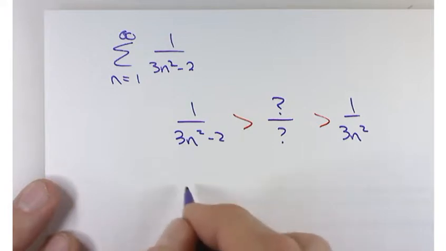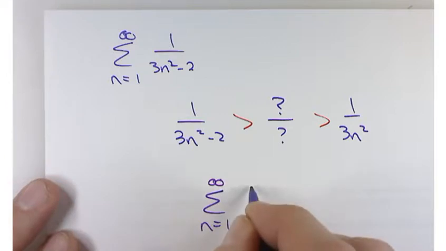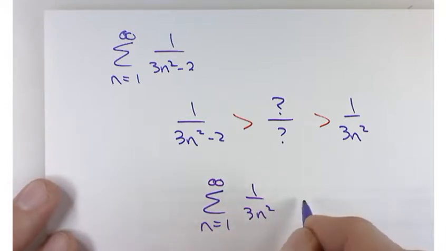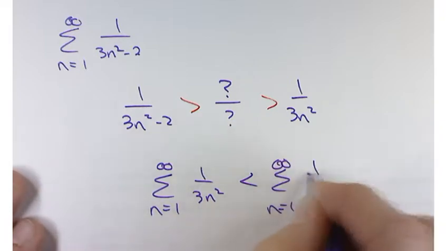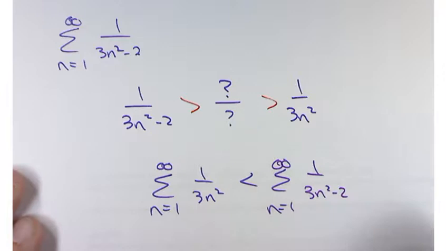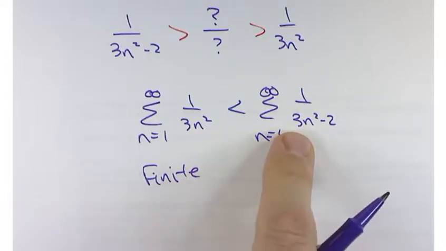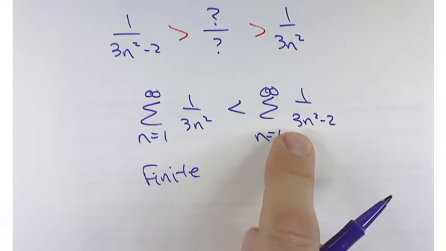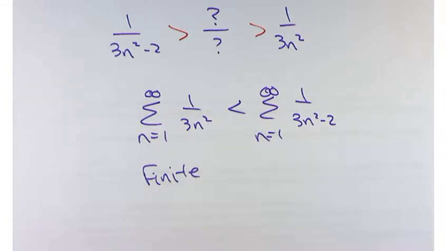Let's see. I've got the sum from n equals 1 to infinity of 1 over 3n squared is going to be less than the sum of n equals 1 to infinity of 1 over 3n squared minus 2. If this is finite, does that tell me anything about this? Could this be finite? Could this be infinite? Could be either one, right? So the inequality doesn't run in the proper direction. It doesn't tell me anything. You have to do this in the right direction.